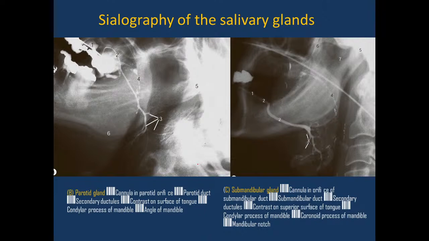For salivary glands, we use a special method we call sialography, when we use some contrasting solution and inject it inside each duct, for the glandula parotida or parotid gland here, or in the submandibular duct here. And all of these ducts are visible, and it helps in the diagnosis of some diseases of the salivary gland.